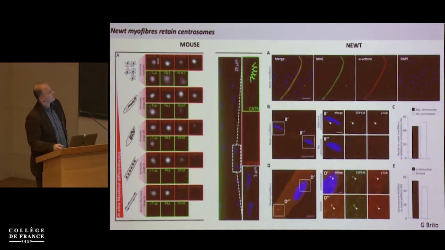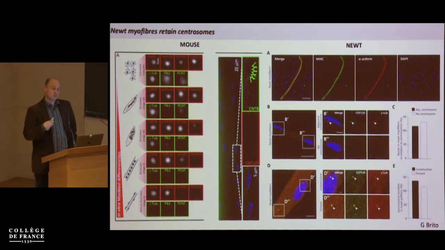However, when we compare with the newts, then we definitely see very clear centrosome-like structures, which also express centrosomal markers. Obviously, this could be a key difference in the ability to resume the cell cycle of these cells that are derived by fragmentation of the myofiber.